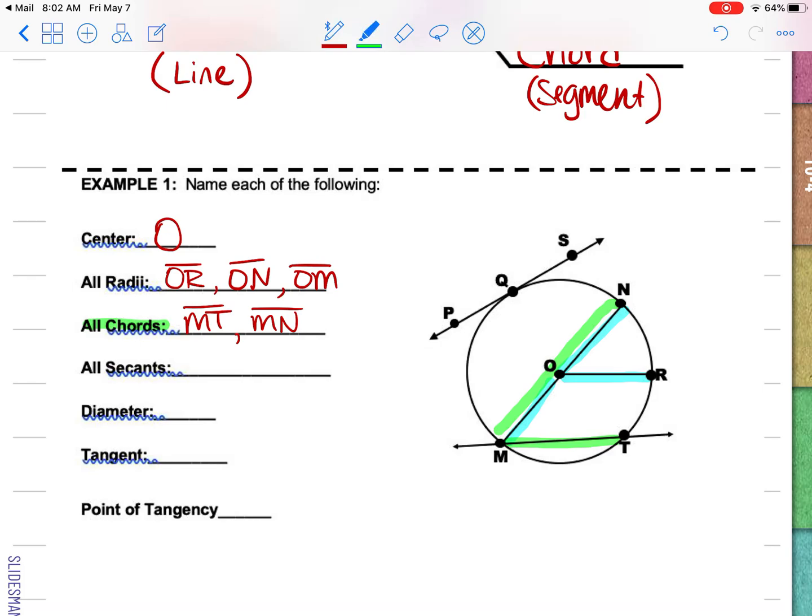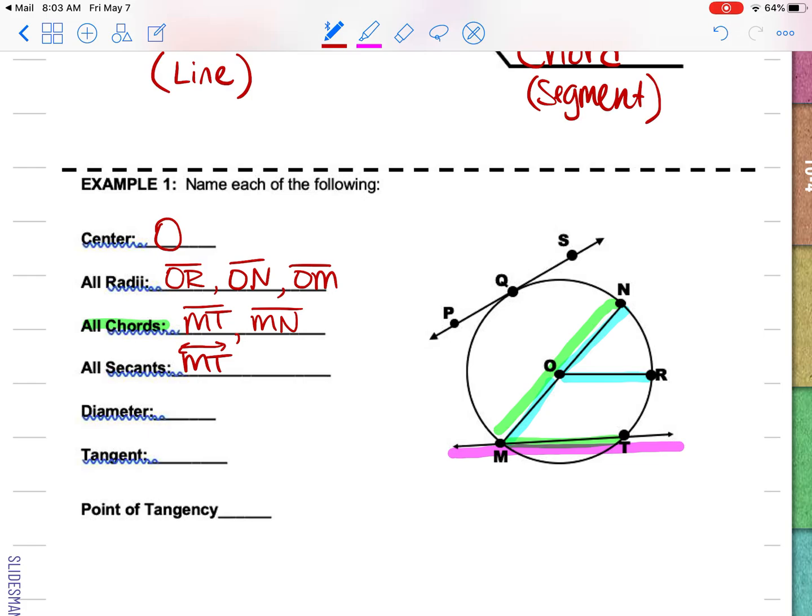Okay, the next one we're going to look at here in the purple or pink color is the secant. So remember, secant has to keep going, so that's why I'm going to highlight all the way through. The way we can show that it's a secant and not a chord like MT is that it keeps going. Put the arrows at the end, and that's the only one I see.